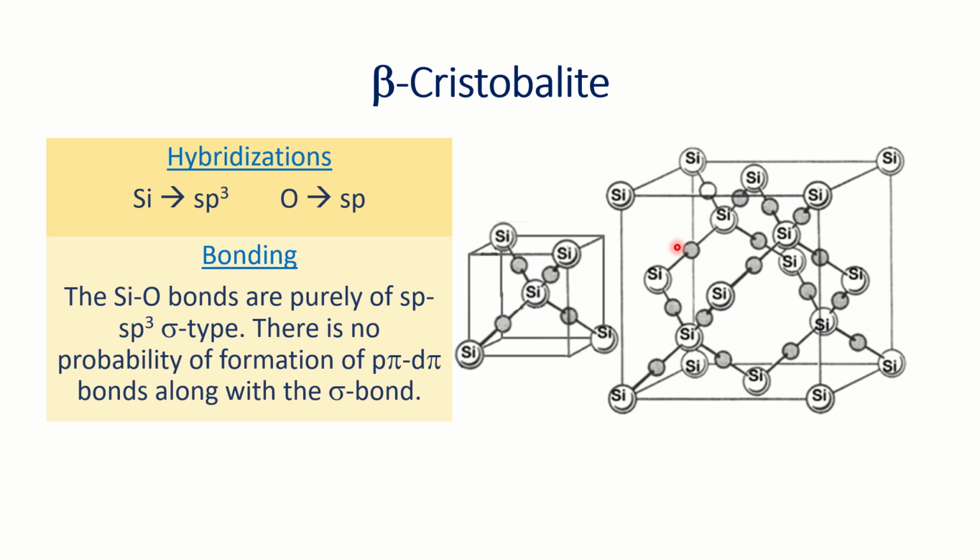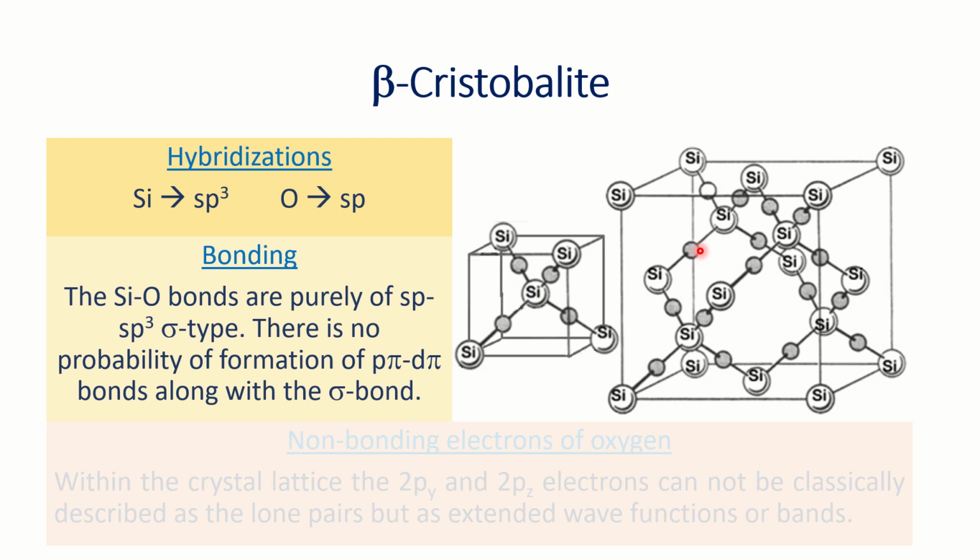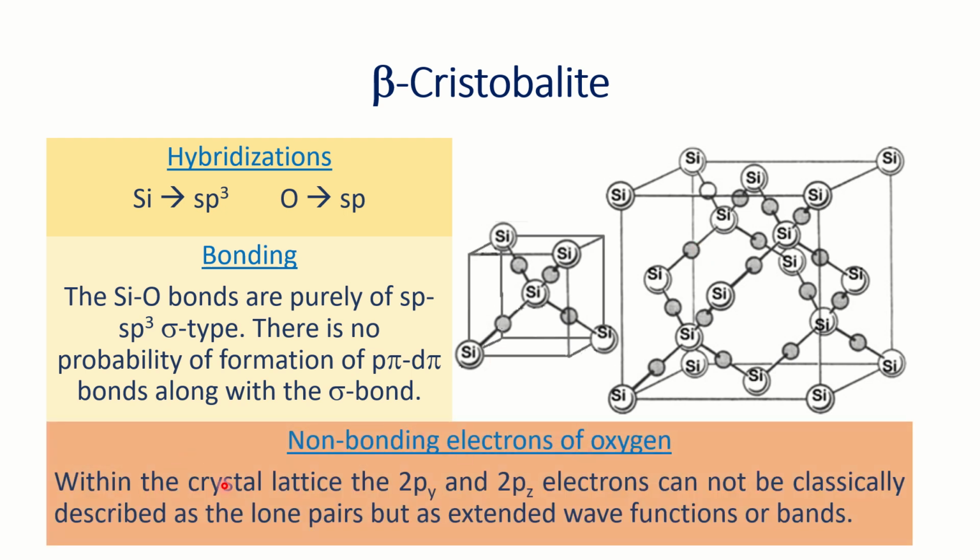But the case is not as simple as it looks. Look, the non-bonding electrons of oxygen within the crystal lattice, the 2p electrons, cannot be classically described as lone pairs. They are better described as extended wave functions or bands. This is something different from the classical concept which you have. So there is no probability of p-pi d-pi bond formation, nor any probability of lone pairs. There is a high electron density, which can only be explained by extended wave functions or bands.